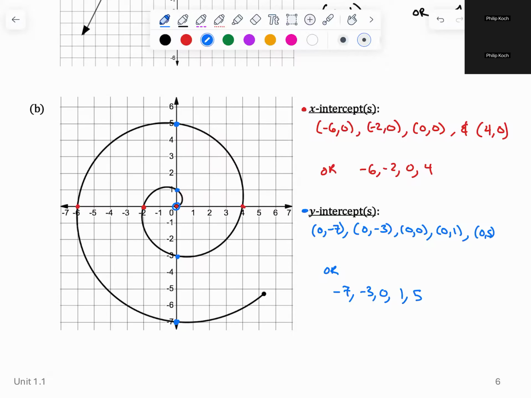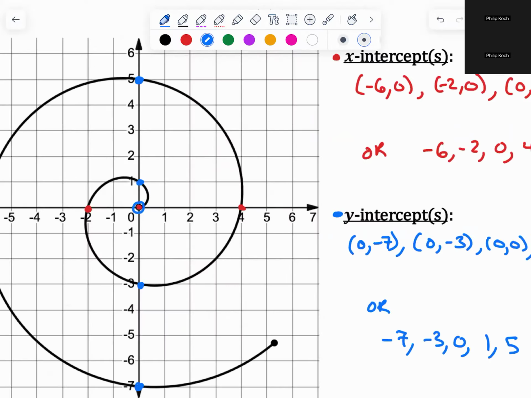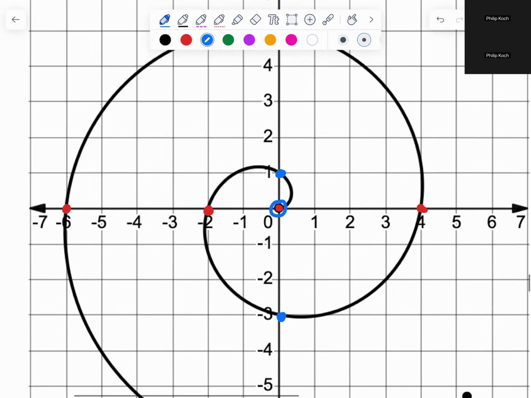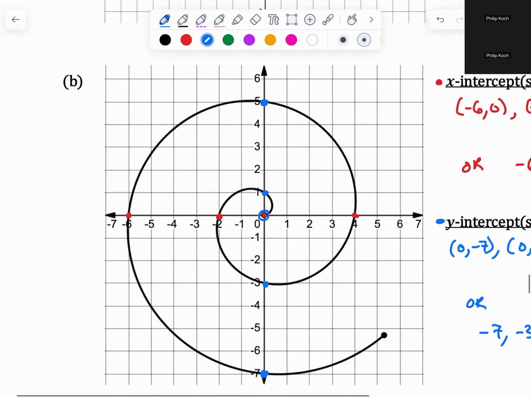So the x-intercepts, that's where it crosses the x-axis, which I've done in red, though it is hard to see. There are 4 spots where it crosses the x-axis, or intersects it. That would be at -6, -2, 0, and 4. So the x-intercepts are (-6, 0), (-2, 0), (0, 0), and (4, 0).